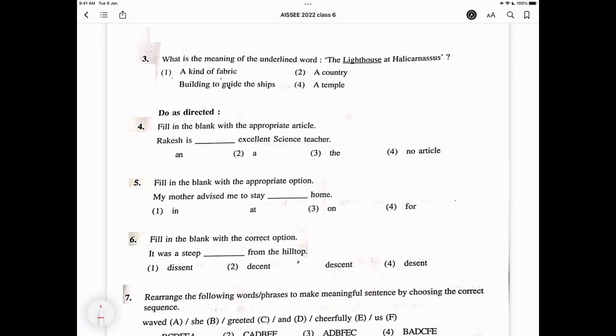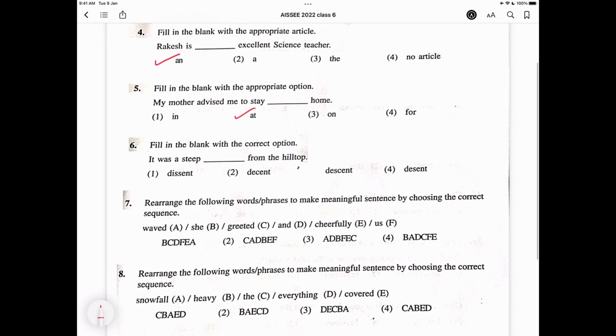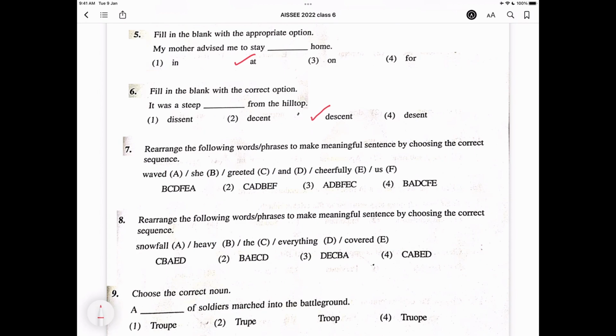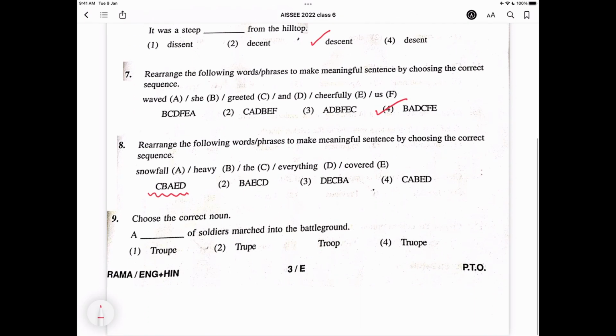For question number 3, it is C part. For question number 4, option A is correct. For question number 5, it is B part, which is correct. For question number 6, C part. For question number 7, it is D part. For question number 8, A part is correct. For question number 9, it is C part, which is the correct answer.